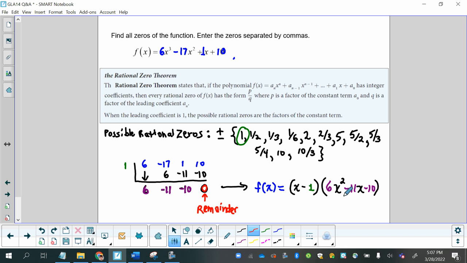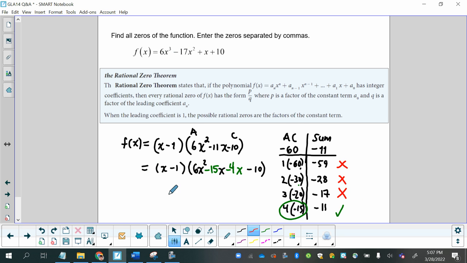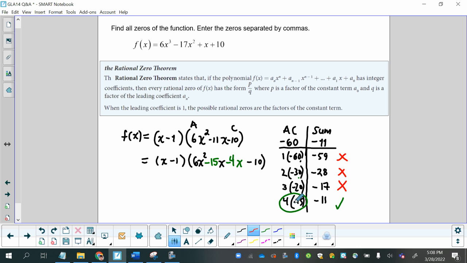Okay, so I did find out that this was factorable. I used the AC method where I multiplied the 6 times negative 10 to get negative 60. Then I was looking for two numbers that multiplied to give me negative 60, which would also have a sum of negative 11, my middle term here. And so I figured that out to be 4 and negative 15. So then I rewrote my negative 11x as negative 15x, and that should be positive 4x.